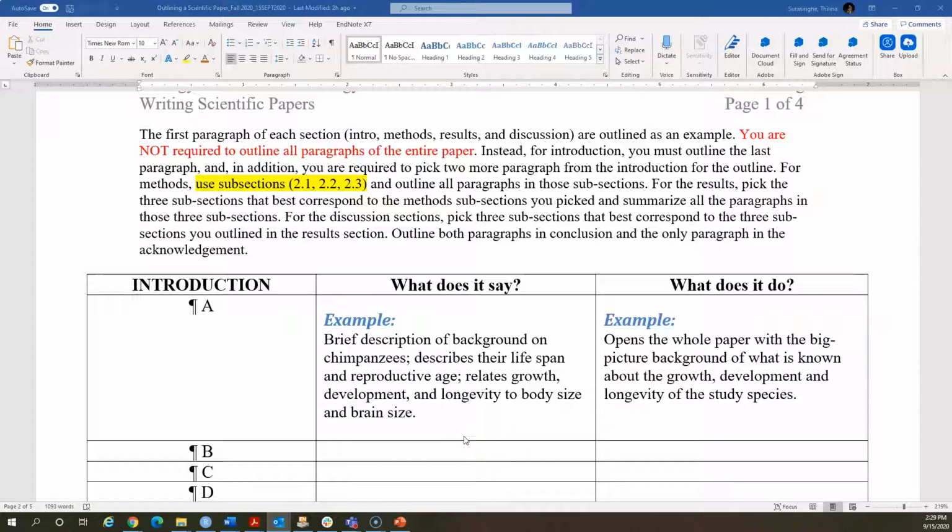Now, what is the purpose of that information? Opens the whole paper with a big picture background of what is known about growth, development, and longevity. So remember what I mentioned about the purpose of the introduction section, right? Remember what I mentioned about how to start the introduction. Big picture, overall picture, right?